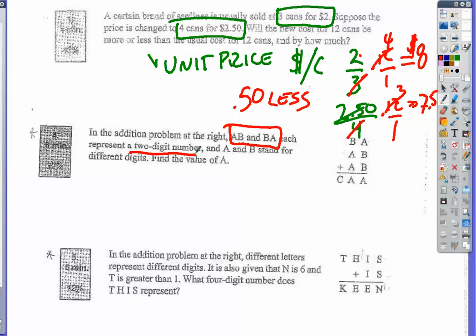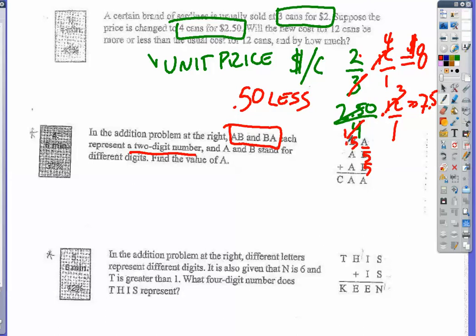So if I'm looking at this, I know that B plus B has to equal 10, because that's how A shows up in this column and the answer. So that makes B 5. Great. So that means we have to carry 1.